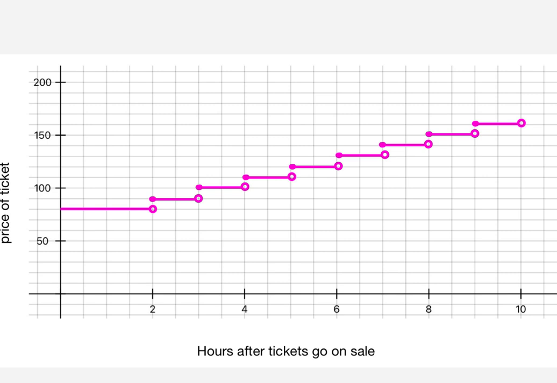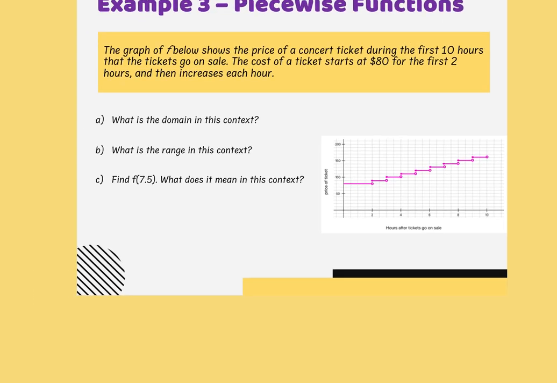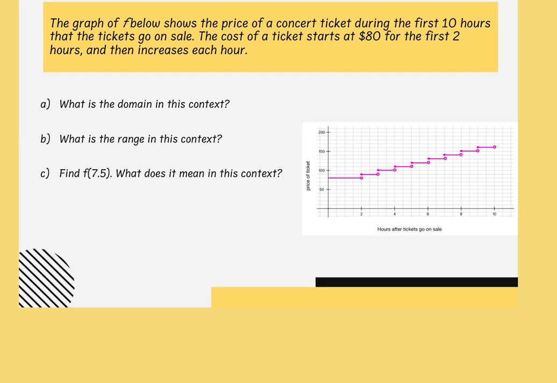So from hour 2 to hour 3, notice these are going by twos, okay? From hour 2 to hour 3, it's $90. Then from hour 3 to hour 4, it's $100. And it goes 110. It goes all the way up to the end at hour 10. What's the highest it gets? 160.